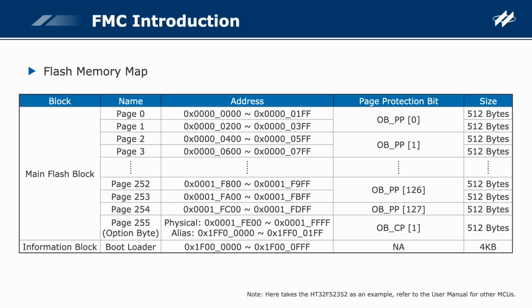Information block address map ranges from hex 1F000000 to hex 1F000FFF. Information block stores the bootloader. This block cannot be programmed or erased by the user.